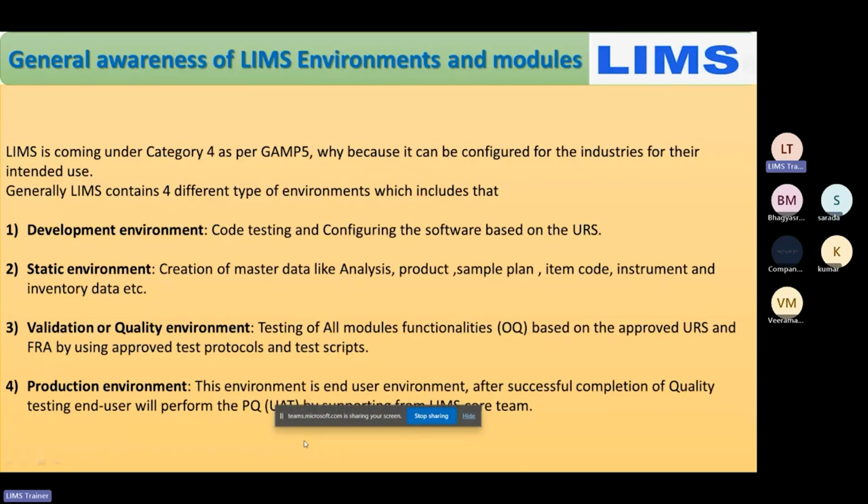Then comes the validation or quality environment. Here we test the software that is developed. We go for operational qualification, then installation qualification, and the user requirements will also be finalized here. Lastly comes the production environment. Now the software is ready to use for the end user and the laboratory functioning. So this is known as the production environment. And in the production environment, we need maintenance, backup, and archival.